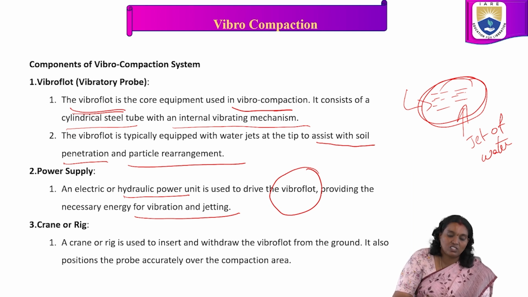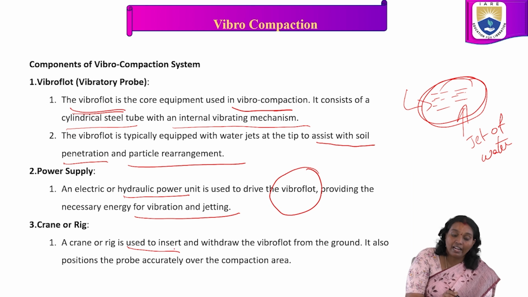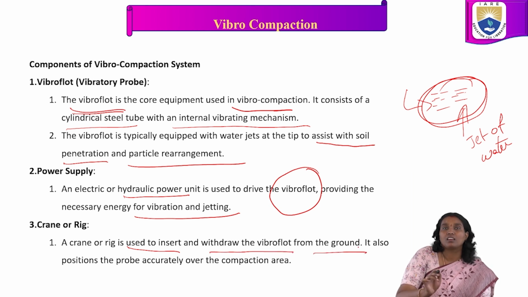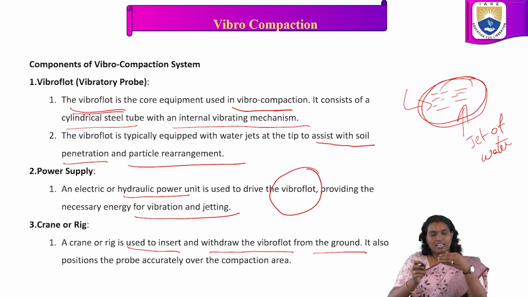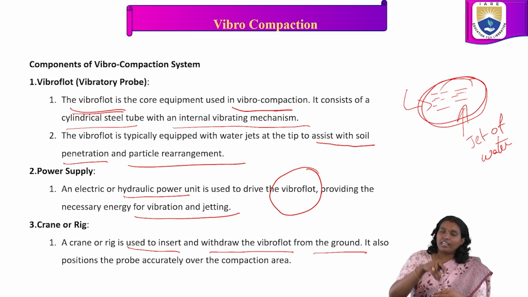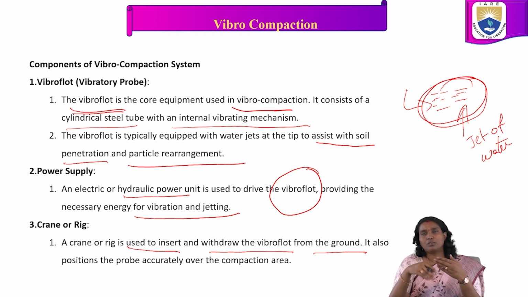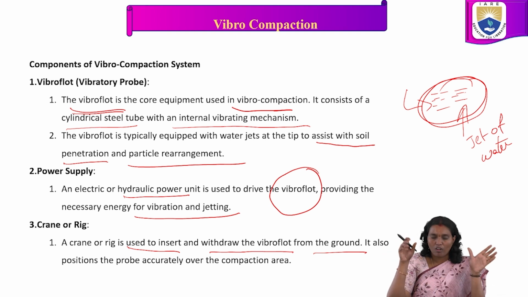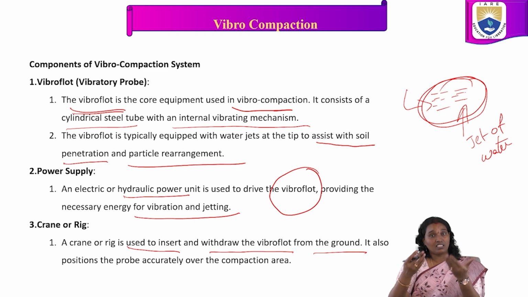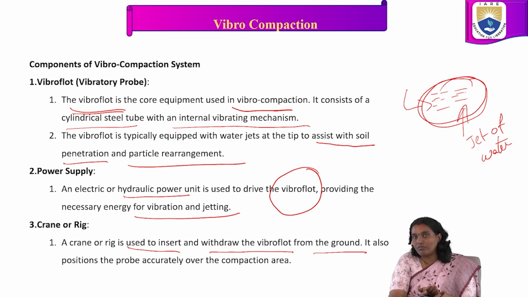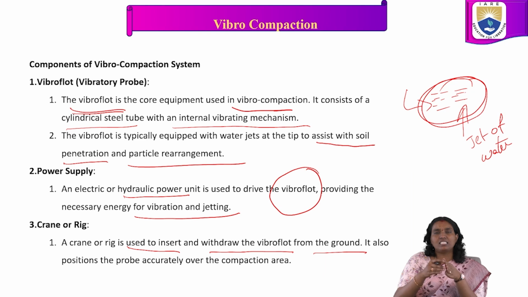The next one is the crane. A crane or rig is used to insert and withdraw the vibro float from the ground. So we are using this cylindrical steel equipment and inserting it into the ground. This is one more component which we use to insert the vibro float. With the internal vibrating mechanism and the power supply, we do all the things required for enhancing the soil bearing capacity, reducing the settlement of the foundation, and rearranging the soil into a dense state once the compaction is done.